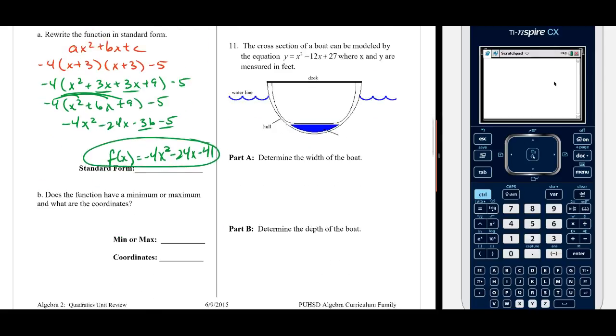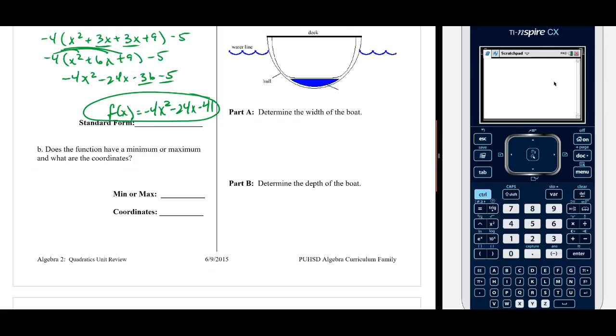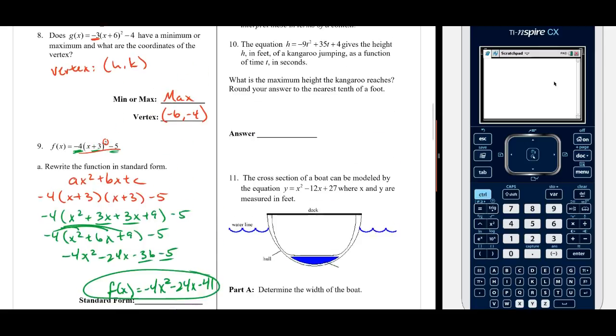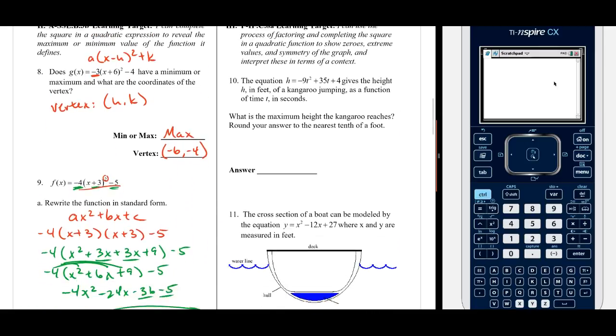In that standard form. Does that function have a maximum or minimum? So again, I look for a. A is negative, so it has a maximum because the graph is going down, and the coordinates again are going to be h, k. So I've got negative 3, negative 5. Moving on to number 10.